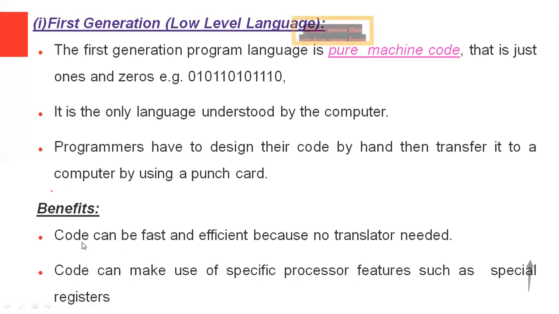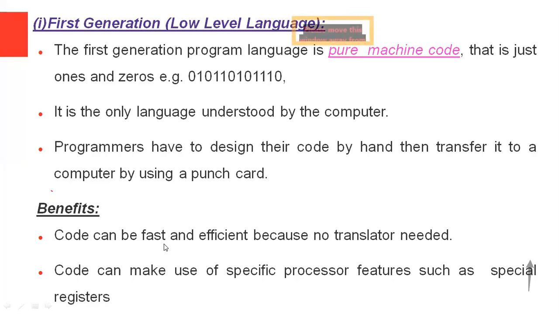So the first advantage: code can be fast and efficient because no translator is needed. The second one: code can make use of specific processor features such as special registers. We can store the program in memory by using some registers. We can store directly to the specific registers, based on the memory. So these are the two advantages of first generation languages. The first is that code can be fast and efficient because no translator is needed. Why? Because a programmer can write the program in machine code only.